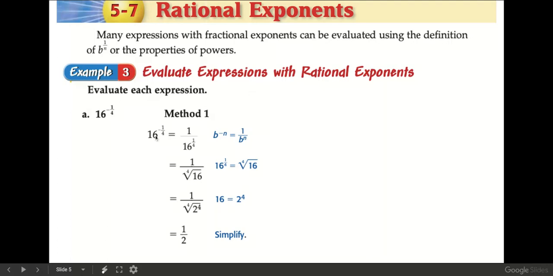Again, I went from converting a fractional exponent into a radical, and then I went ahead and simplified that radical down to an integer, and that gave me my simplified answer.